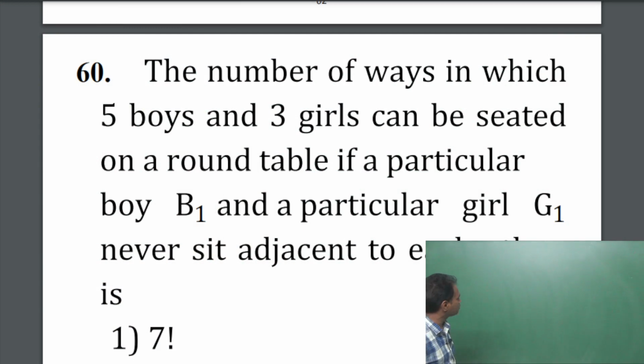Next problem. The number of ways in which 5 boys and 3 girls can be seated on a round table if a particular boy B1 and a particular girl G1 never sit adjacent to each other.